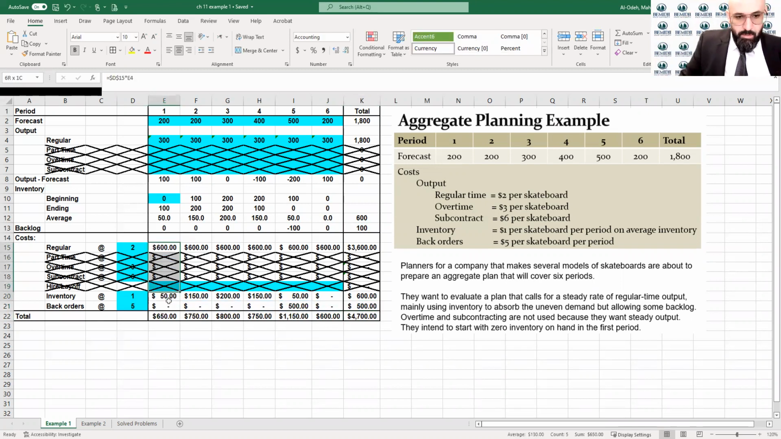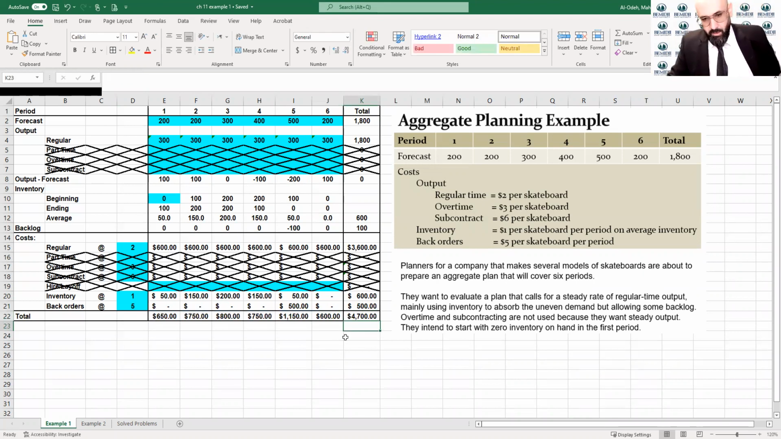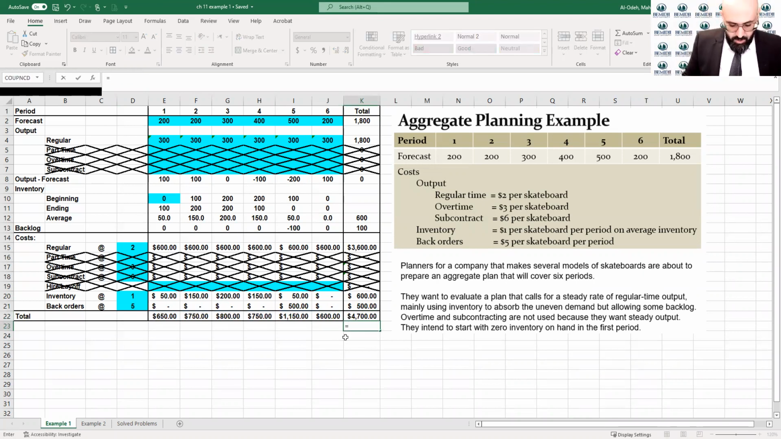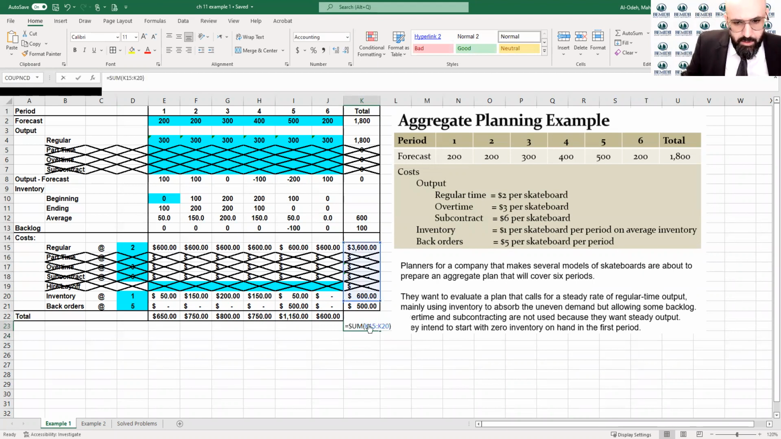So if you add one by one, the cost for each period would be 650 here, 750, 800, 750, 1,150, and $600. Add these together and the total cost would be 4,700. Same thing if you add these right here, it should give you the same answer. Yeah, we forgot to add this one here, that back order. So that gives you the same number of 4,700.